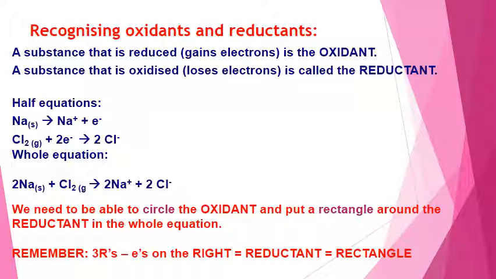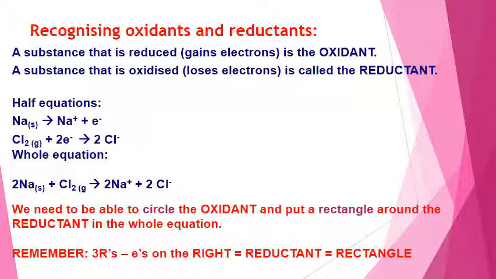Okay, so for the half equation of sodium going to sodium ion and chlorine gas going to 2 chloride ions, which we've now balanced to give 2 sodium plus chlorine, giving sodium ions and 2 chloride ions, we need to be able to circle the oxidant and put a rectangle around the reductant in the whole equation. Okay, this is part of the unit standard. I need to be aware that you understand the difference.